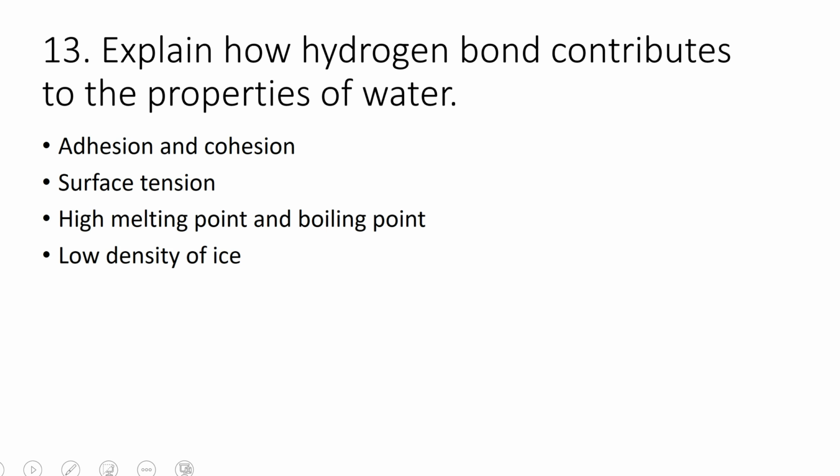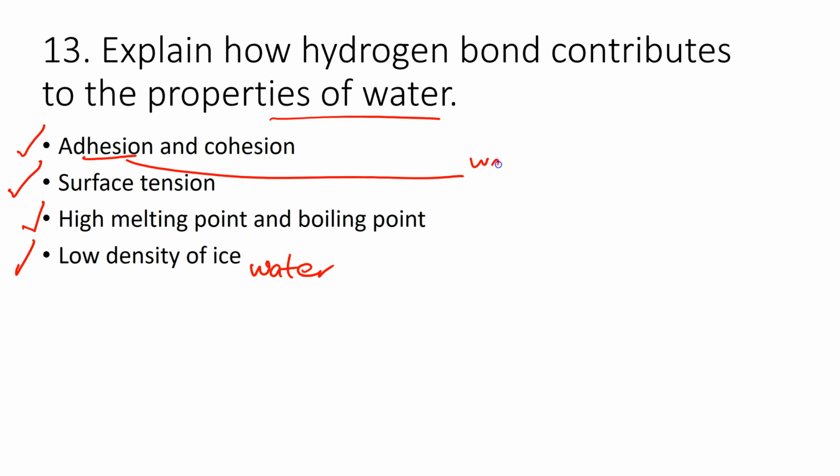Next, explain how hydrogen bonds contribute to the properties of water. Water has different properties: adhesion and cohesion, surface tension, high melting point and boiling point, and lower density of ice than water. Adhesion is basically water sticking to other molecules, and cohesion is water sticking to water, right? If you have strong hydrogen bonds, you have strong attractions between molecules that make water very sticky.